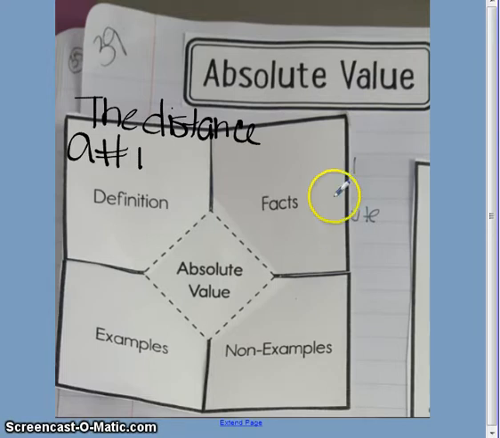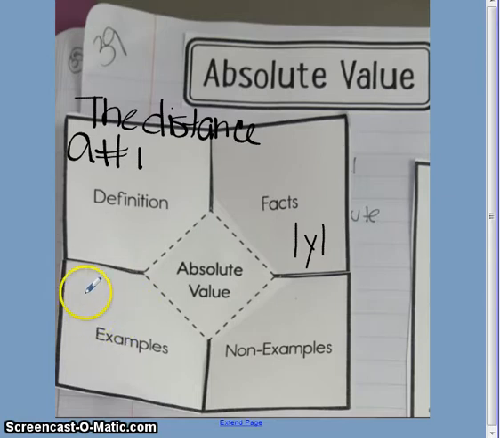The vertical bar looks like that. So you would have the 2 lines on either side of a number here. So just make sure that you write that the facts are using a vertical line or vertical bars to show absolute value. So again, the facts are to use a vertical bar to show absolute value.